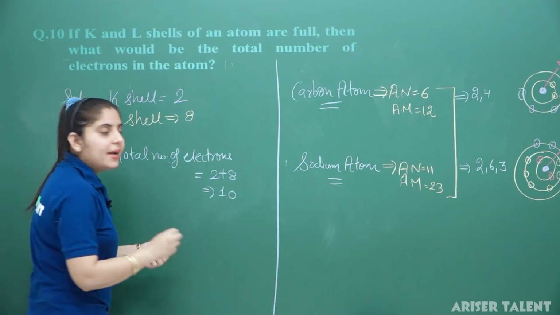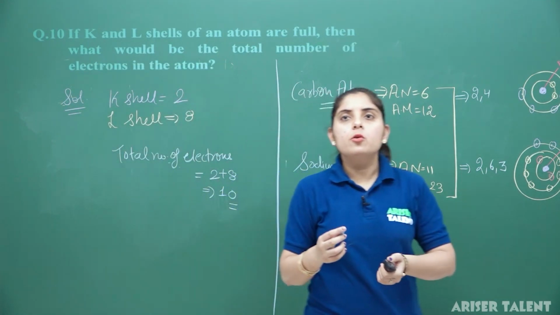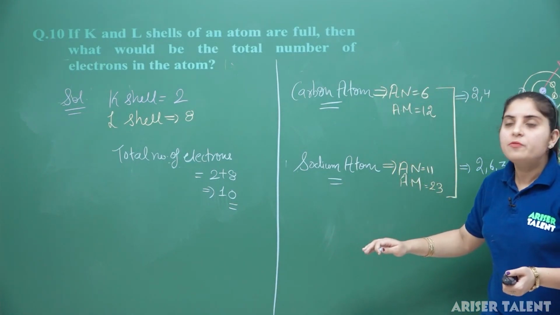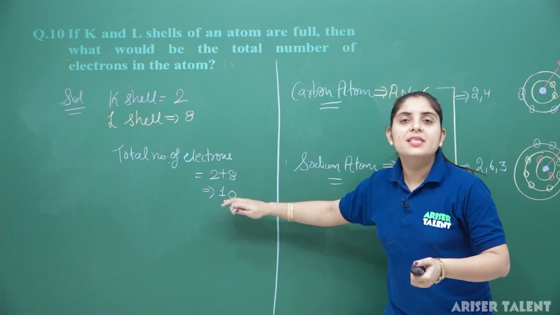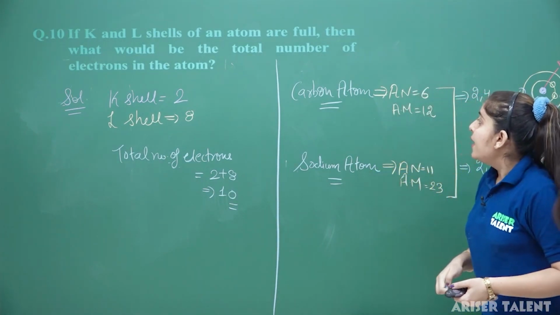So we may say that this is a fully filled orbital, or we may conclude that the atom will be fully filled because it can accommodate a maximum of 10 electrons, which is actually the capacity of the L and K shells.